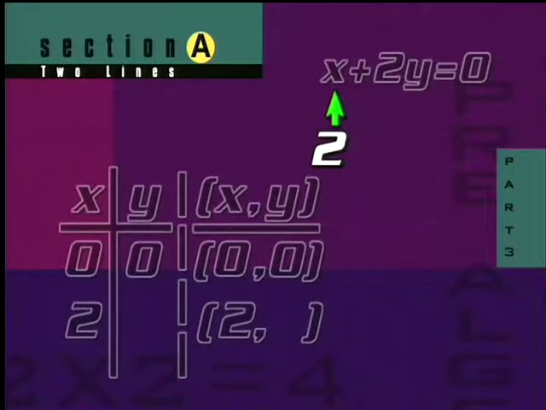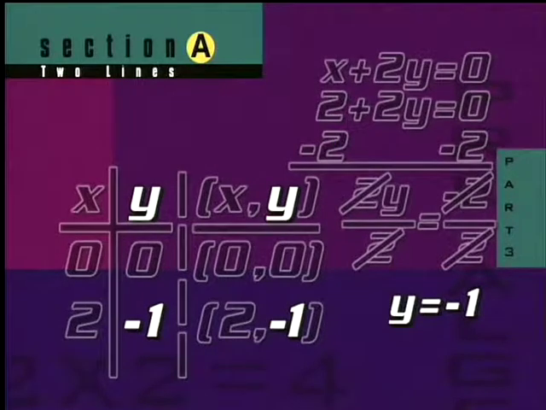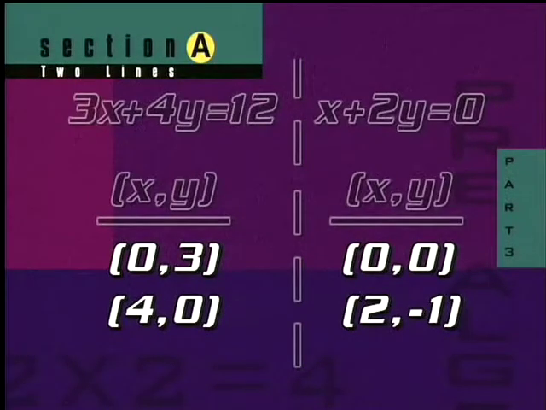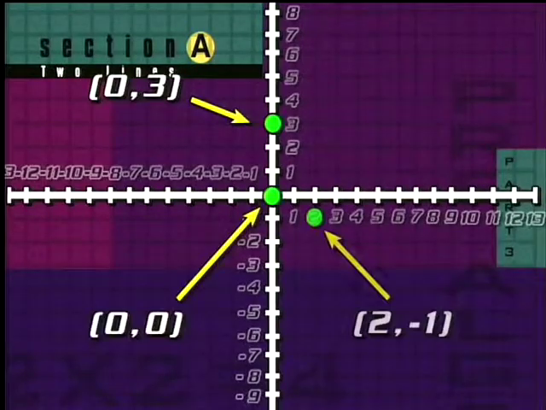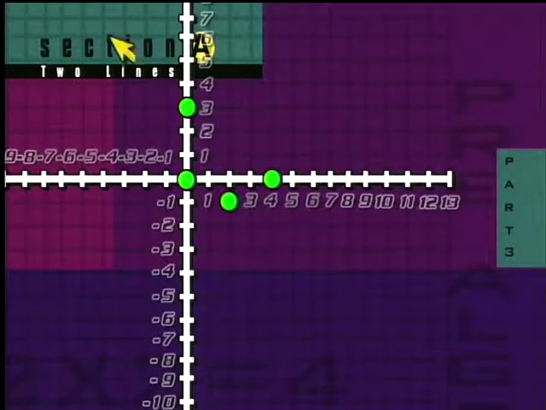Let's try 2 for x. Working this out gives us a y value of -1. So now we have our second set of points. Our next step is to plot these points and draw the lines. So we plot our 4 points. Now we connect them to get our lines.